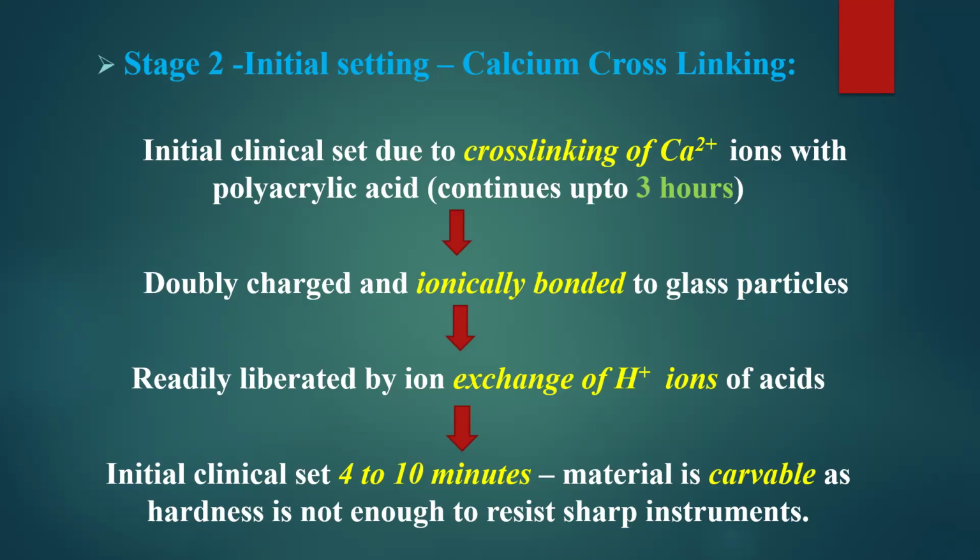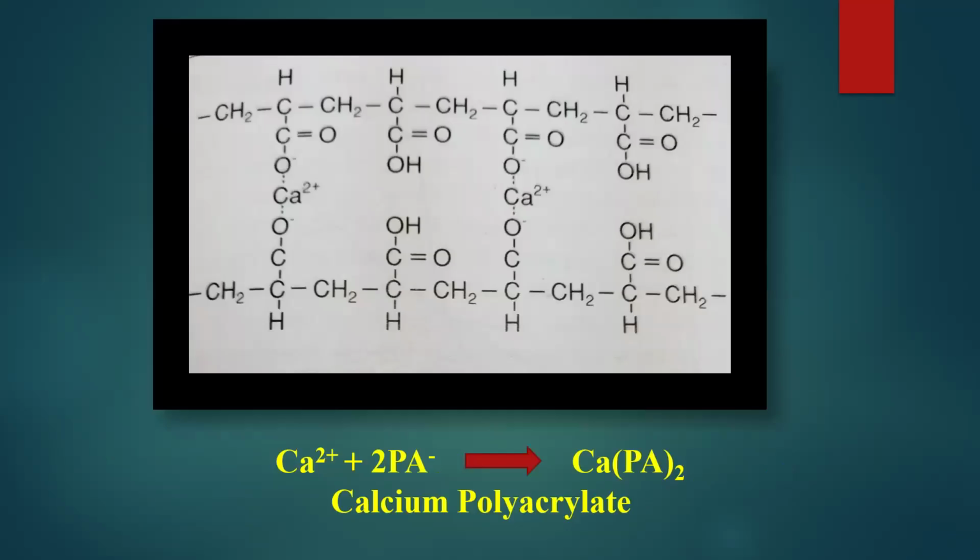the material is carvable. So if you place GIC into the cavity, in the first 4 to 10 minutes when the initial setting is happening, you can slightly manipulate the material, and it will not be hard enough to resist sharp instruments. So mild manipulation can be done during this stage. Here you can see calcium ions displacing the H plus ions, and they will react with the polyacrylic acid to form calcium polyacrylate salt.